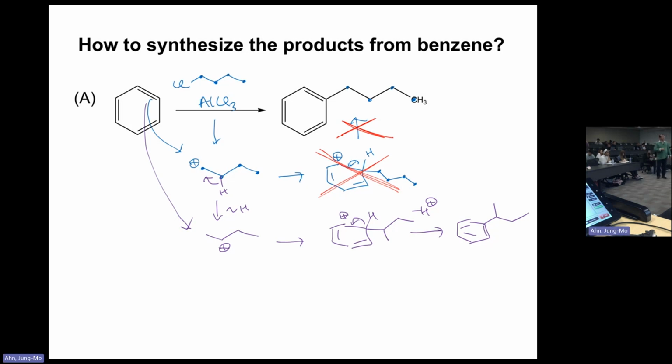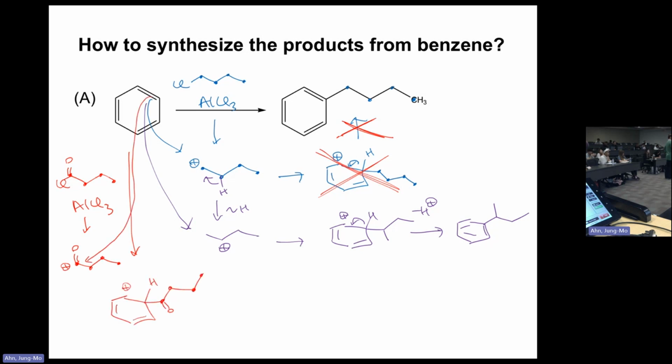But we want to make this. So how are we going to do it? That's the trick that we discussed before. You rather want to do the acylation reaction, because the acylation reaction doesn't do the rearrangement. But instead of the alkyl chloride, you need the acid chloride, so it's butyryl chloride here. With aluminum chloride, you get the acylium ion that's attacked by the benzene. You get this ketone sitting on the benzene, the proton is lost, and you get the acyl product. That's a Friedel-Crafts acylation reaction.